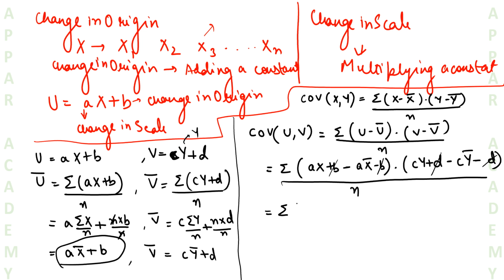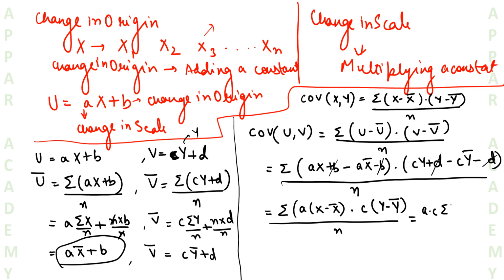We can say summation a into x minus x bar into, then again c is a constant, so this becomes y minus y bar upon n. Since a and c are two arbitrary constants that we have multiplied in order to change the scale, we can take them out. A into c, then is summation x minus x bar into y minus y bar, upon n.